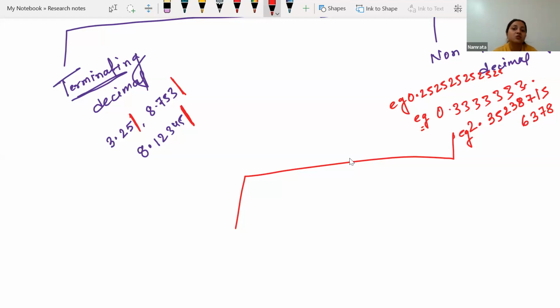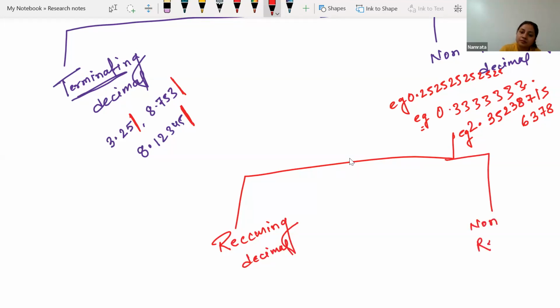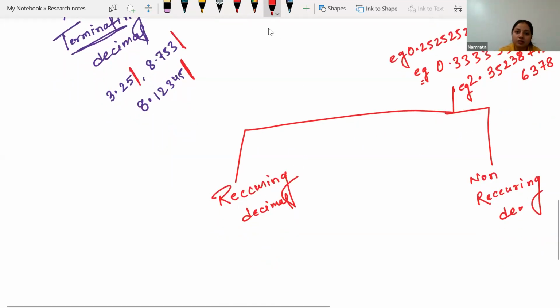So that's why we say that a non-terminating decimal number can be of two types. One, where repetition will be there. Another, where no repetition will be there, and random digits will keep on coming. So I am going to write that the types of non-terminating decimal number are recurring decimal and non-recurring decimal. The word recurring means repeating, reoccurring, repeating, and repeating. That is the meaning of recurring here. Non-recurring means non-repeating.